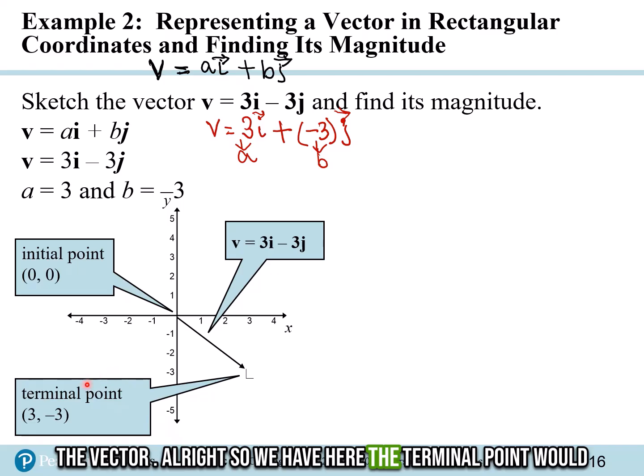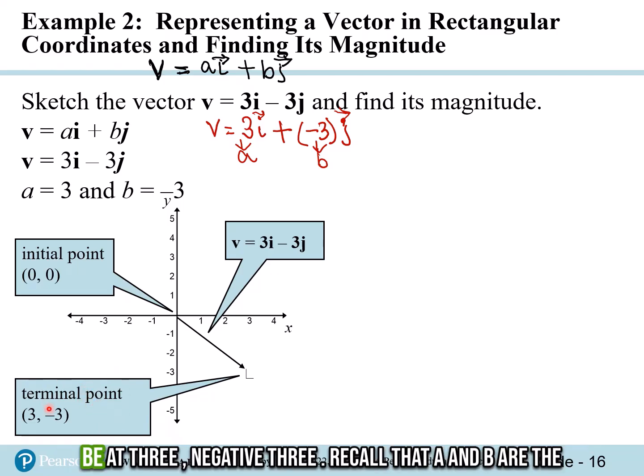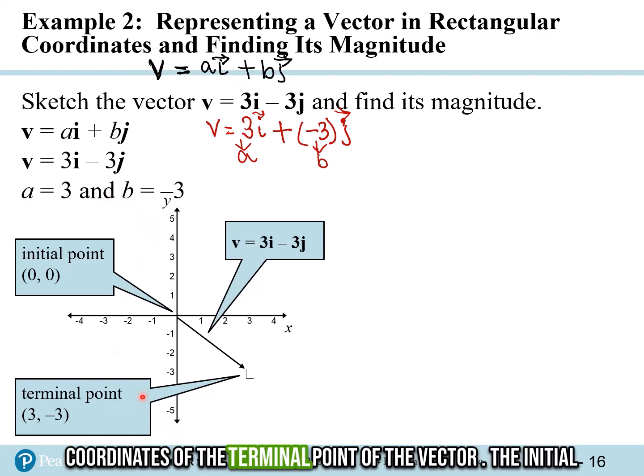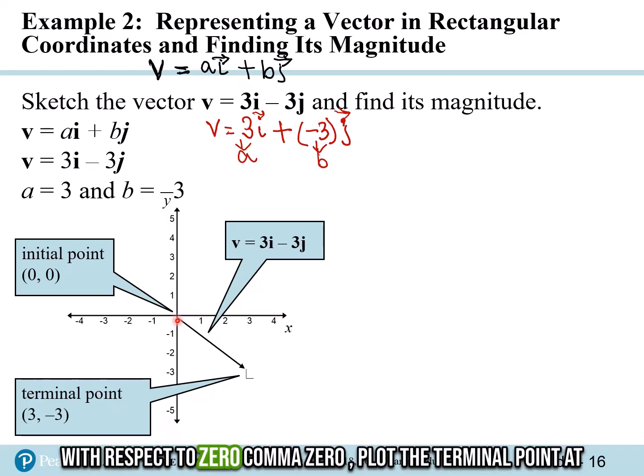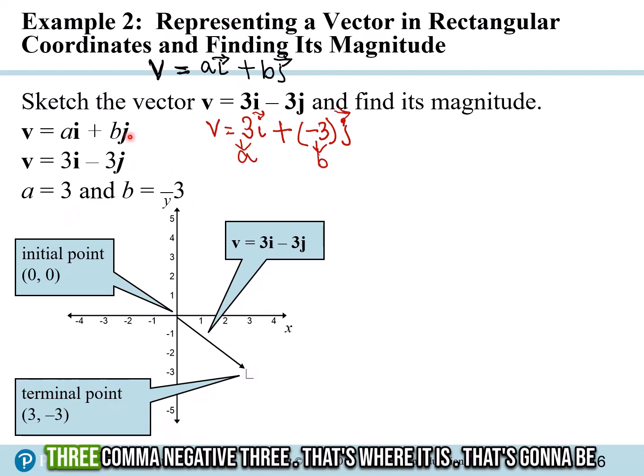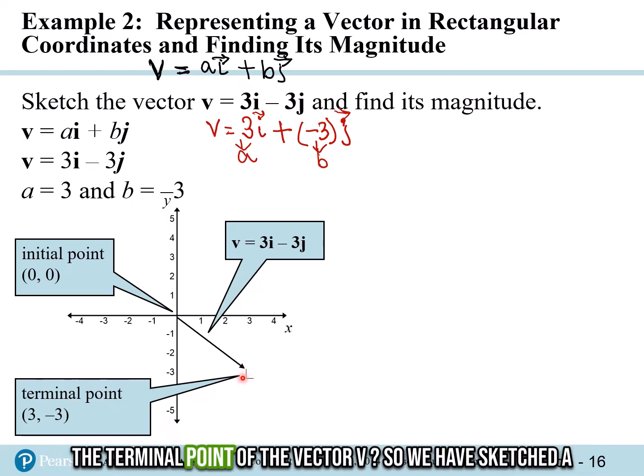The terminal point would be at 3, negative 3. Recall that a and b are the coordinates of the terminal point of the vector. The initial point is at 0, 0. Therefore, with respect to 0, 0, plot the terminal point at 3, negative 3. That's where it is. That's going to be the terminal point of the vector v. So we have sketched our vector.